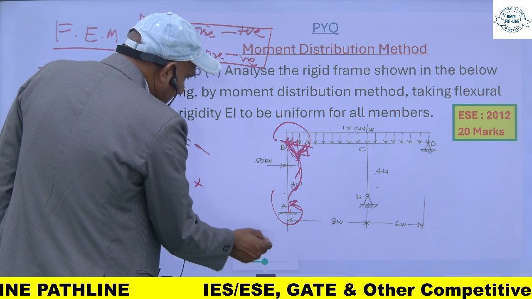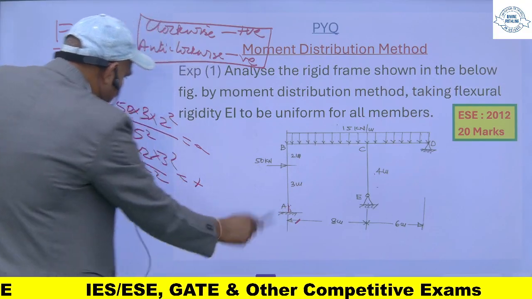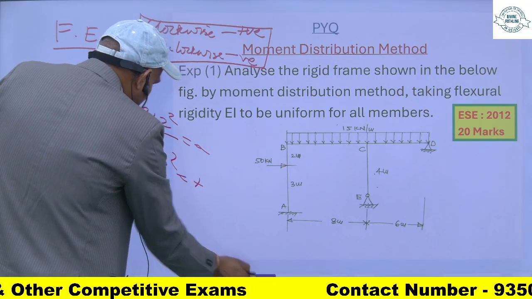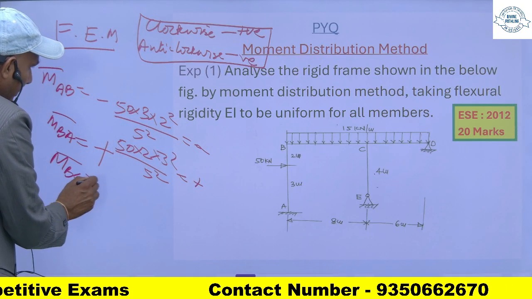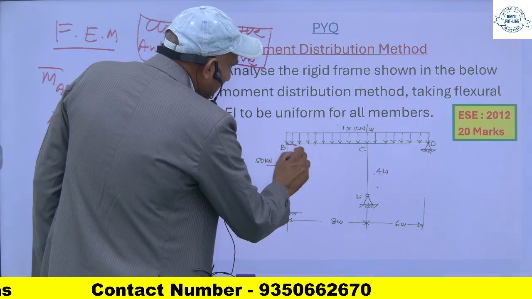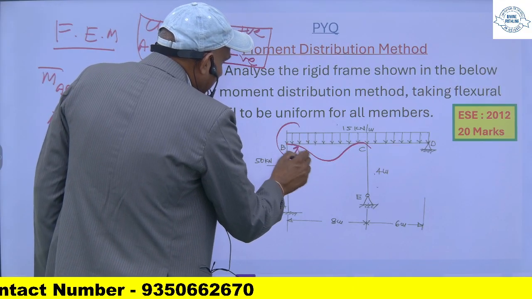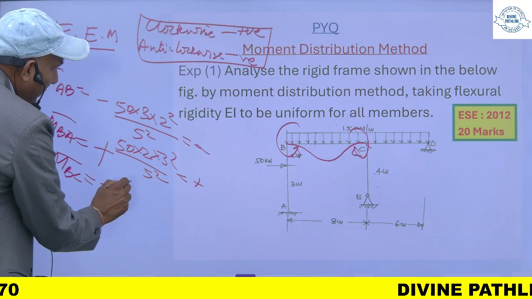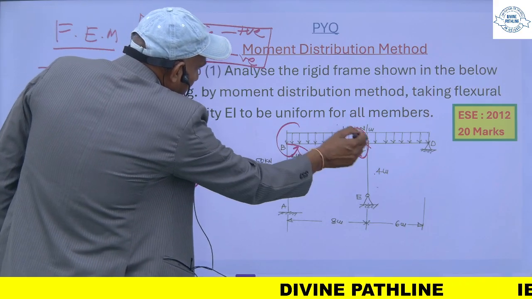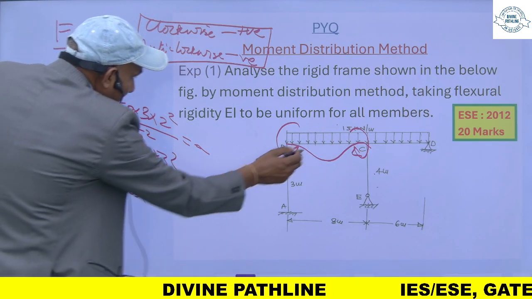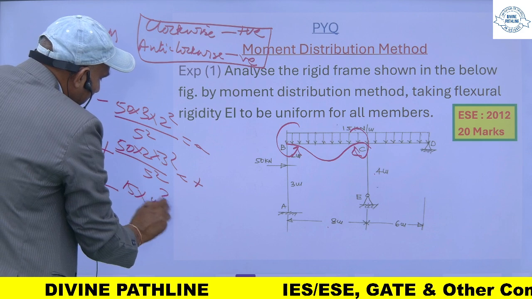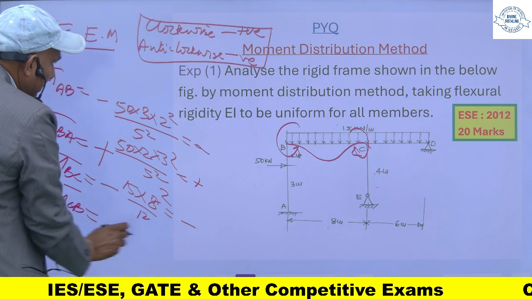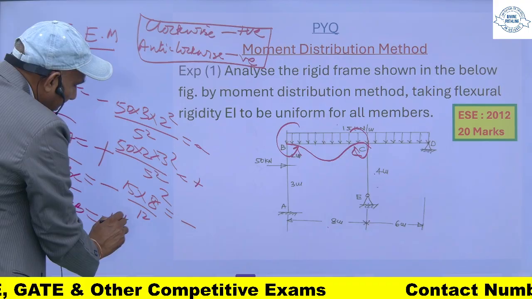And fixed end moment for BC member. It will be anti-clockwise at one end and clockwise at the other. So MBC is anti-clockwise, means negative, and the formula is WL square upon 12. So 15 into L, where L is 8 meter, upon 12, negative. MCB is clockwise, so it will be positive, and the value will be the same.